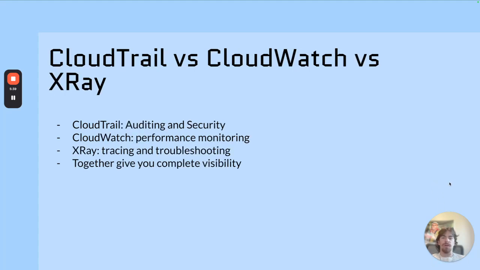So we're going to go over a little comparison. CloudTrail is for auditing and security. It tracks who did what. CloudWatch is for performance monitoring. It tracks how things are running. And then X-Ray is for tracing and troubleshooting, and it tracks why things happen. Together, these tools give you a complete visibility from high-level performance metrics down to the individual API call that caused an issue.